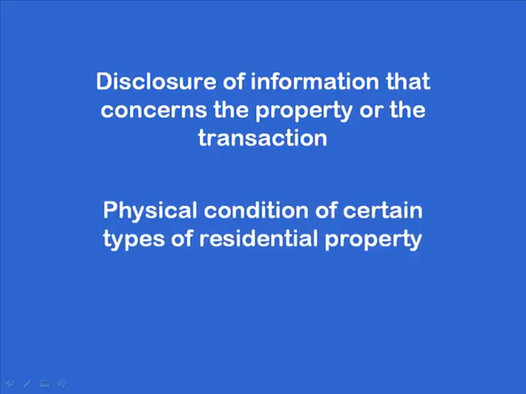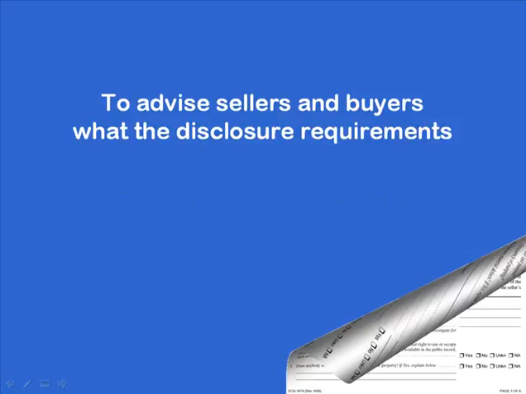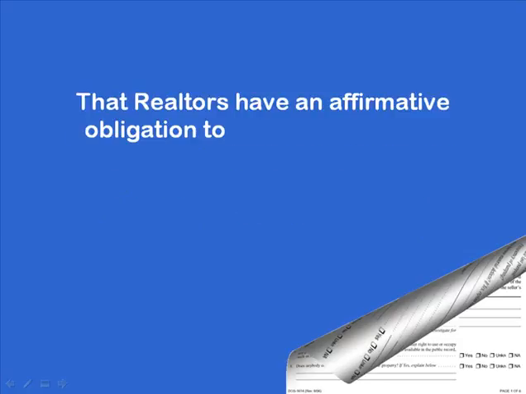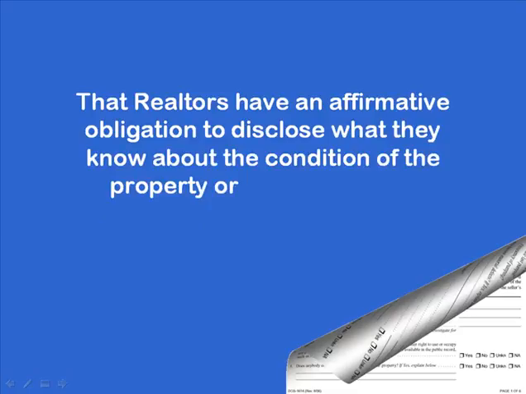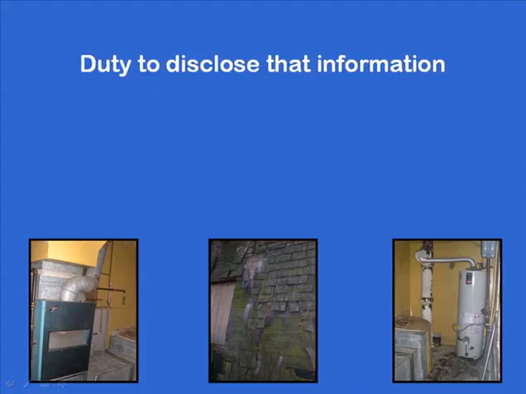First, let's focus on disclosure of information that concerns the property or the transaction. In many states, there are disclosure requirements concerning the physical condition of certain types of residential property. The primary responsibility of realtors concerning such disclosure is to advise sellers and buyers what the disclosure requirements are and be a resource for the necessary forms. It's also implicit in Article 2 that realtors have an affirmative obligation to disclose what they know about the condition of the property or the transaction. For instance, if the seller has advised you of a water problem due to a leak in the basement, you have a duty to disclose that information to any prospective purchaser.